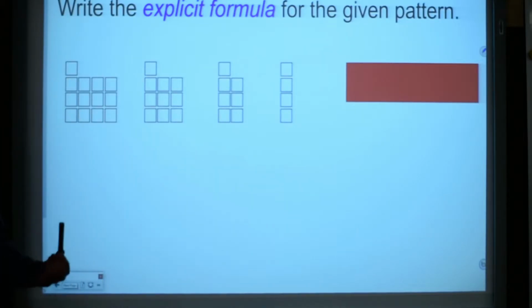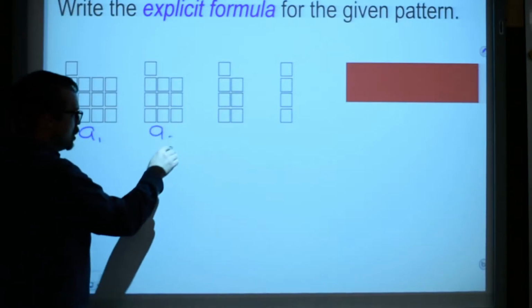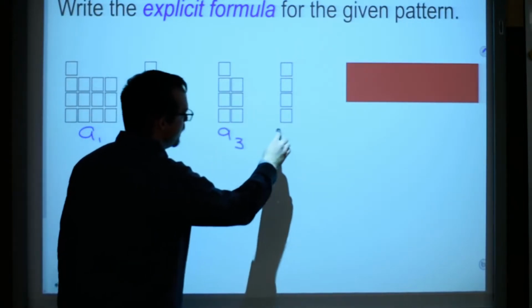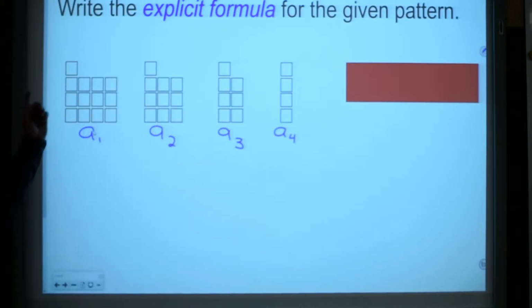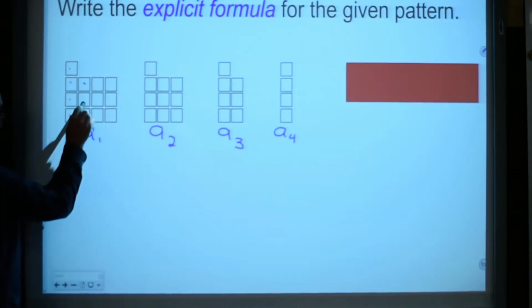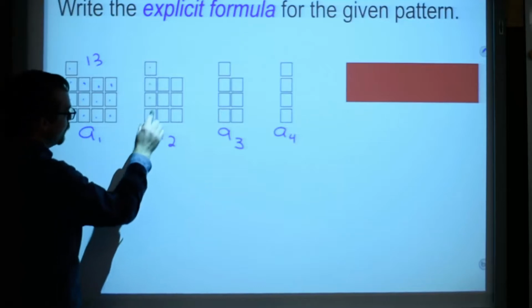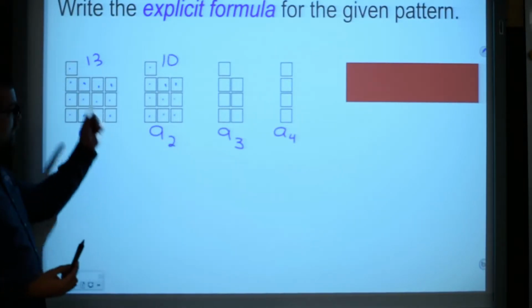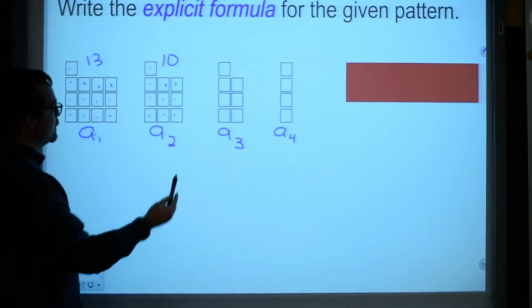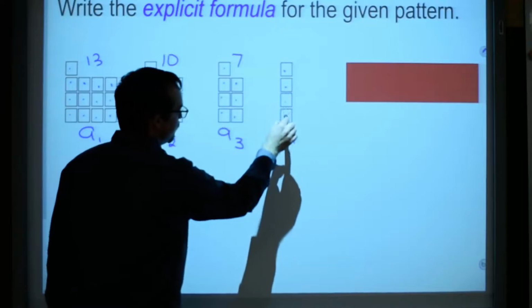Alright, so squares. This is the same thing. We have our first term, our second term, our third term, and our fourth term. And now we just have to figure out how do we go from one to the other, right? Well, count them first. Let's see how many we got here. 1, 2, 3, 4, 5, 6, 7, 8, 9, 10, 11, 12, 13 of them. And then we have 10 of them. So if it's arithmetic, we're going down by 3, but we've got to keep going to make sure. 7, and then 4.